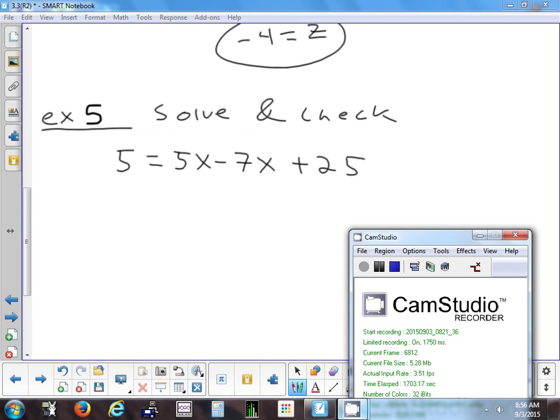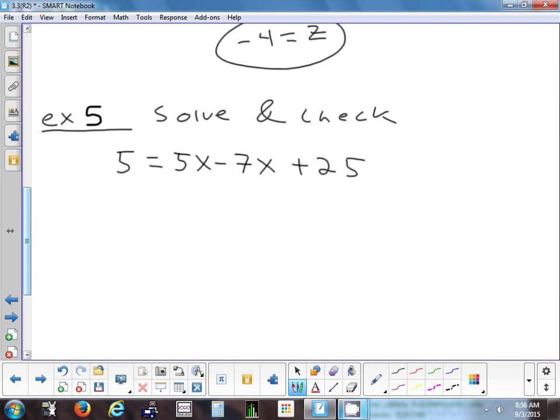Okay, so a lot of people did the first step right. What was the first thing most people did here? Caitlin? They combined 5x minus 7x. Okay, so that's the first thing you want to do. Most people knew to do that, but then some people messed up the sign here. What's 5x take away 7x? Negative 2x.